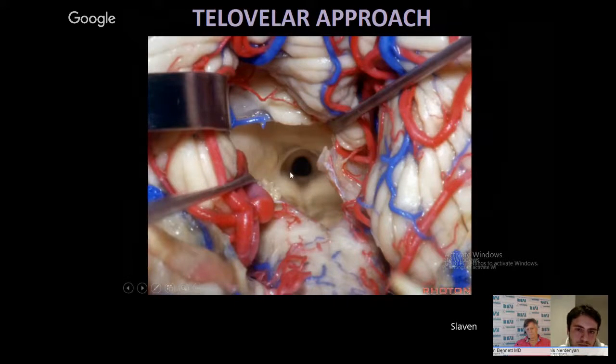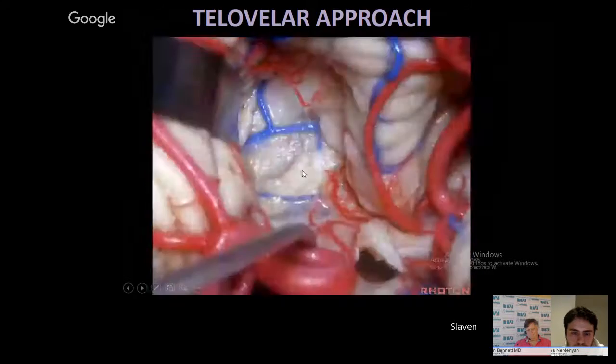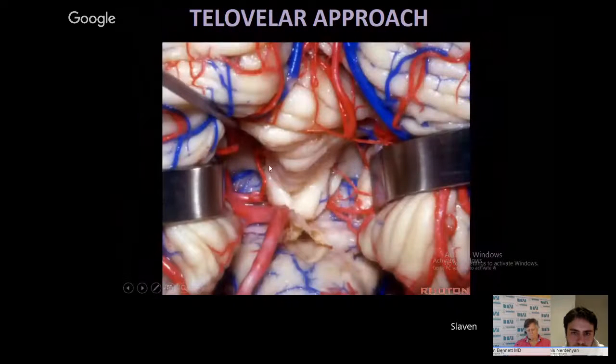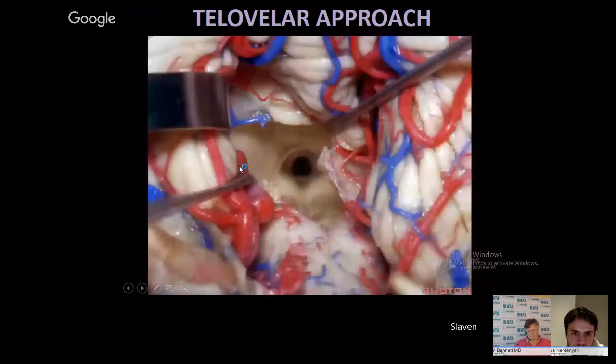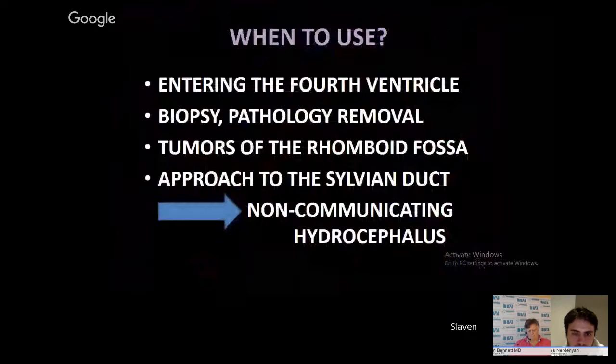So it is the uppermost margin of the fourth ventricle. It's really interesting. And if you need more exposure, you can always do it bilaterally, and then have all this area exposed. So this approach is mostly used for excision of the brain tumors, but it has some much more uses to it.